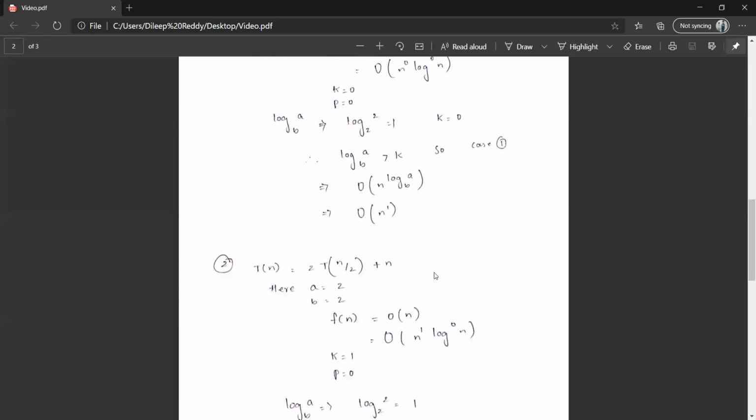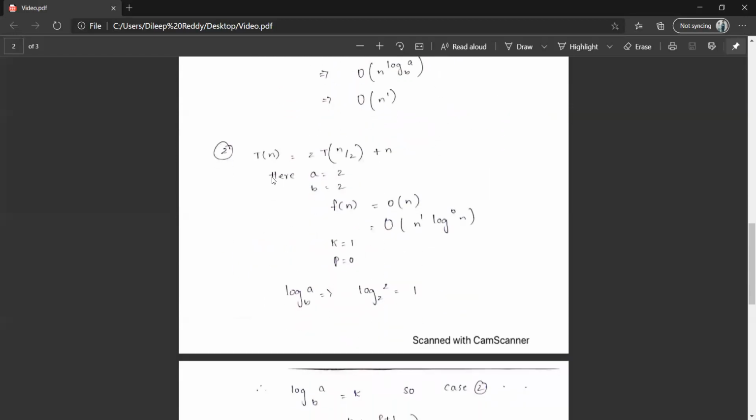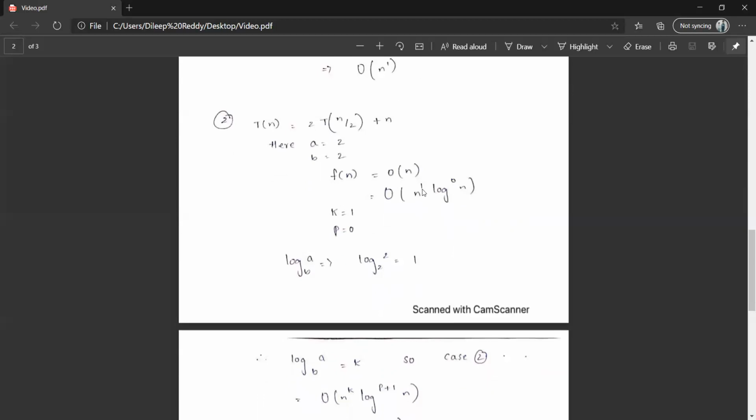And we will see another example. This is the recurrence relation: T(n) = 2T(n/2) + n. Here the value of a is 2 and the value of b is 2, and f(n), which is big O of n, is equal to big O of n^1 log^0 n. With this we're going to get the value of k and the value of p. So the value of k is 1 and the value of p is 0.